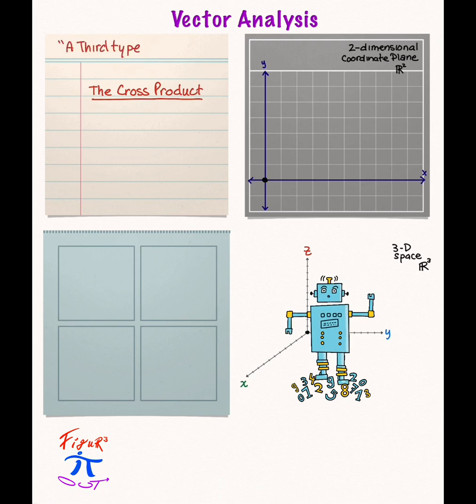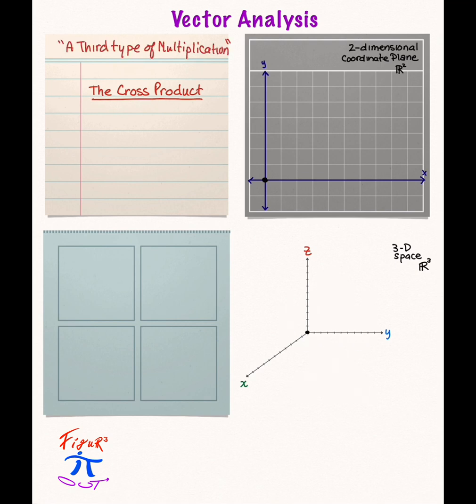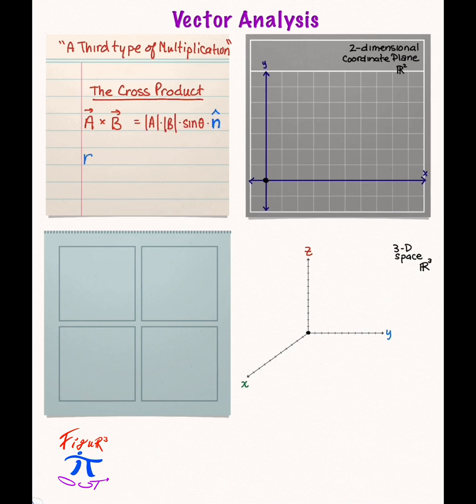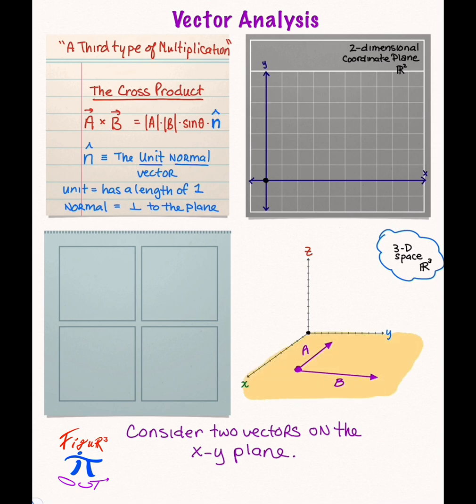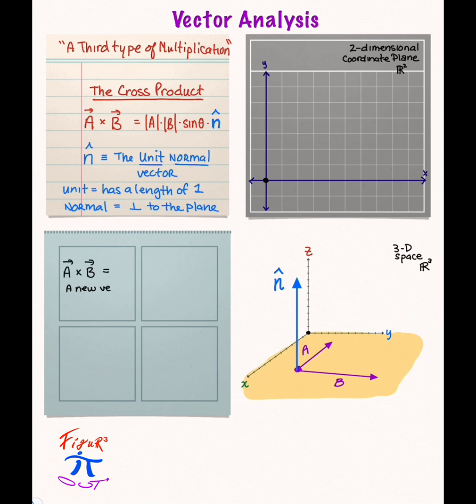The cross product is a different or third type of multiplication between two vectors. So if A and B are two vectors, there's a trigonometric formula that defines a new vector along the normal vector direction, which is perpendicular to the plane in which the two vectors A and B would live. If A and B live on the xy plane, then a vector perpendicular to that one, call it n for normal, would be pointing in the third dimension z, perpendicular to both those vectors.